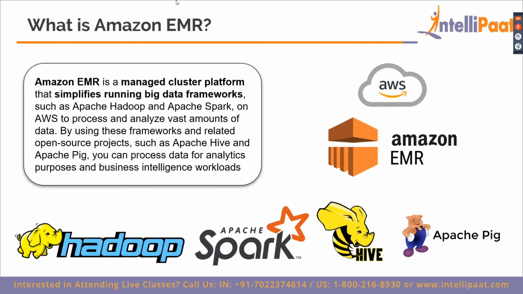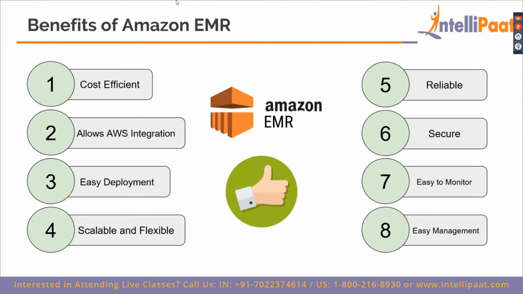Once you've done that, you can give how many nodes you want, that is the master and slaves. So let's say one master, two slaves, you can have that. Once you mention that, you'll have to provide a role, and that's it. You'll just have to click on create cluster and it'll do the rest for you. So that's how simple Amazon EMR is. Now let's look into the benefits of Amazon EMR.